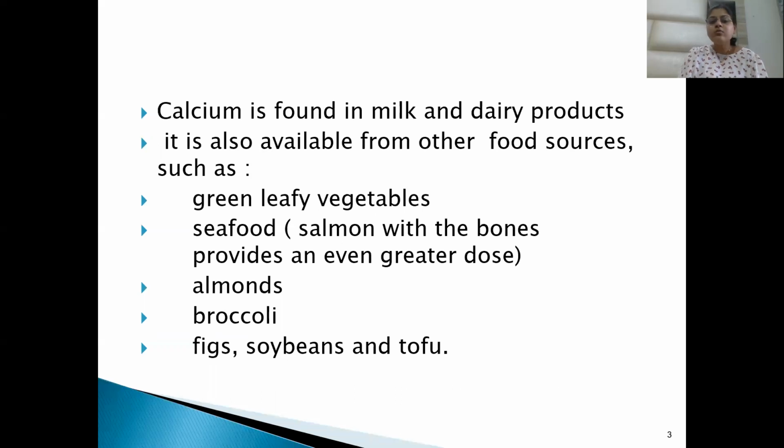Now, where is it found? Calcium is found in milk and dairy products. It is also available from other food sources such as green leafy vegetables and seafood; salmon with the bones provides an even greater dose. Almonds, broccoli, figs, soybeans, tofu, all these contain calcium.